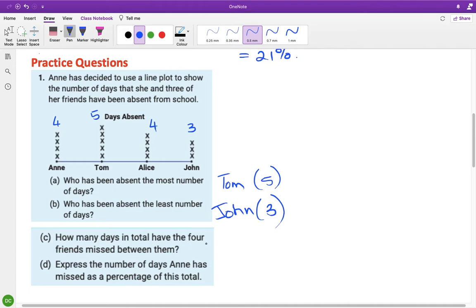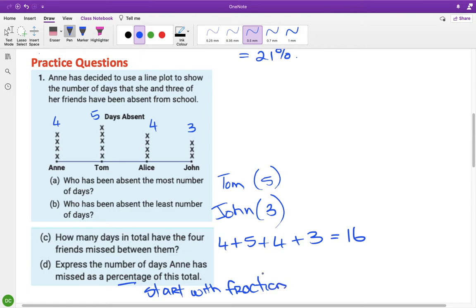How many days in total have the 4 of them missed? So I have the numbers there, so you're literally just adding them up. So that's 9, 12, 16. And express the number of days Anne has missed as a percentage of this total. Okay, so if you want to write anything as a percentage, you have to start with the fraction. So how many days Anne has missed? Anne missed 4 as a percentage of the total, so put it over the total. So there's your fraction, brilliant. But they want that as a percentage, so you need to multiply that by 100.